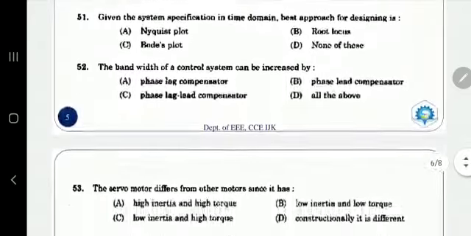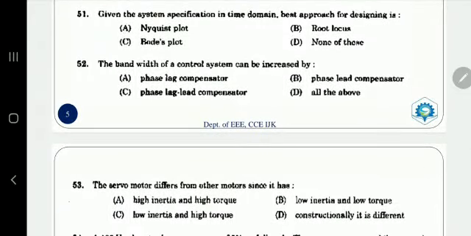Let's move on to the next question, question number 51. In the question, given the system specification in time domain, which is the best approach in time domain? You can go through the options. The answer is actually B, root locus criteria or root locus method. Root locus is used for showing the time domain approach. In time domain approach, it is very easy and very useful for analyzing the system. And the Nyquist plot and Bode plot are actually frequency domain plots. So that is regarding question number 51. In question number 51, the answer becomes B. It is a time domain plot.